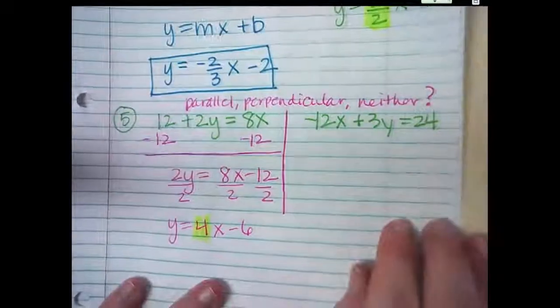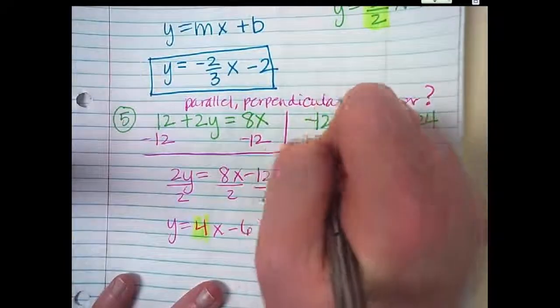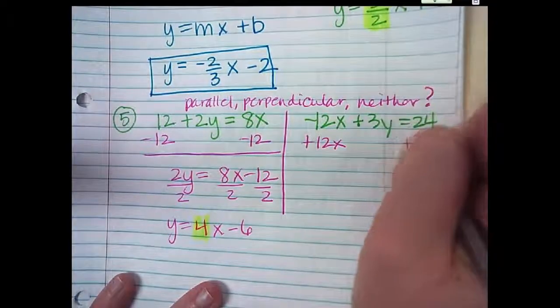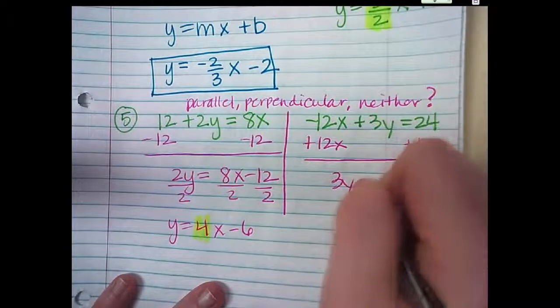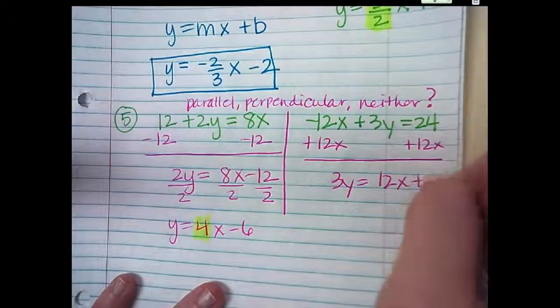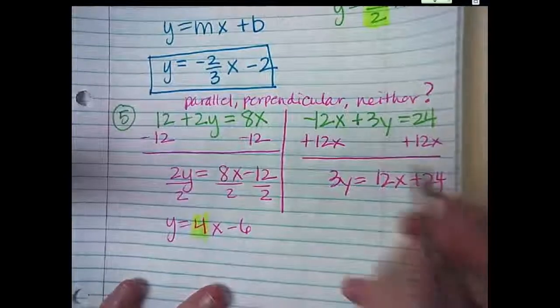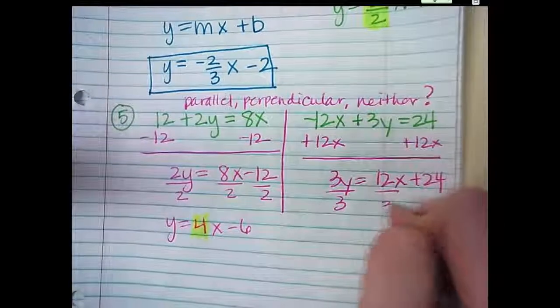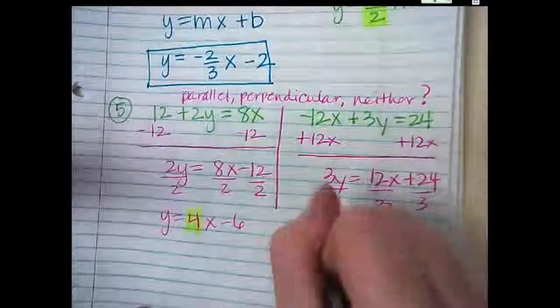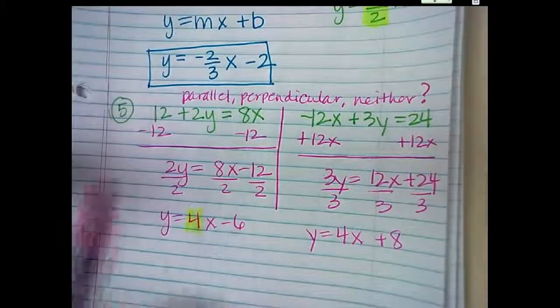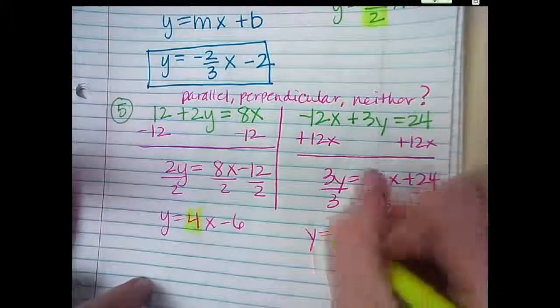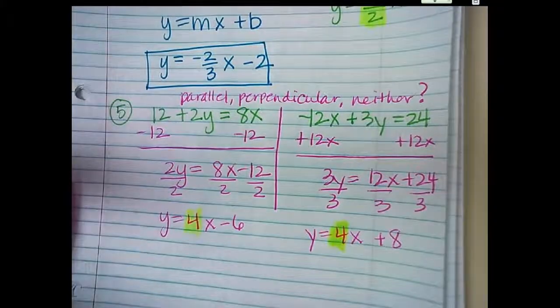Okay, so on the other one, I want to do the same thing. Solve for y. So add 12x. And then divide by 3. So 12x plus 24. Divide by 3. Y equals 4x plus 8. It's parallel. So they have the same slope.